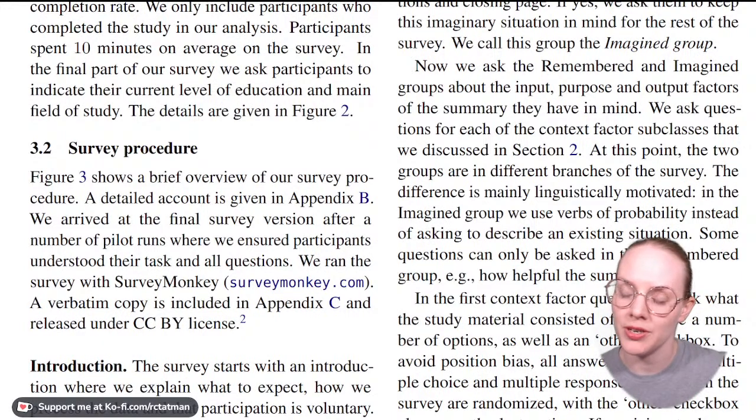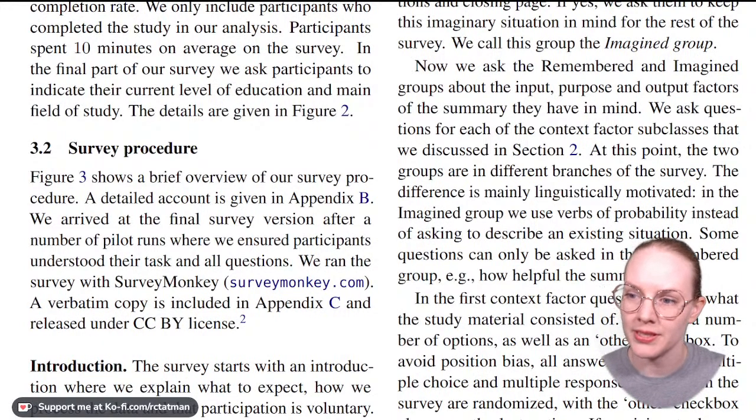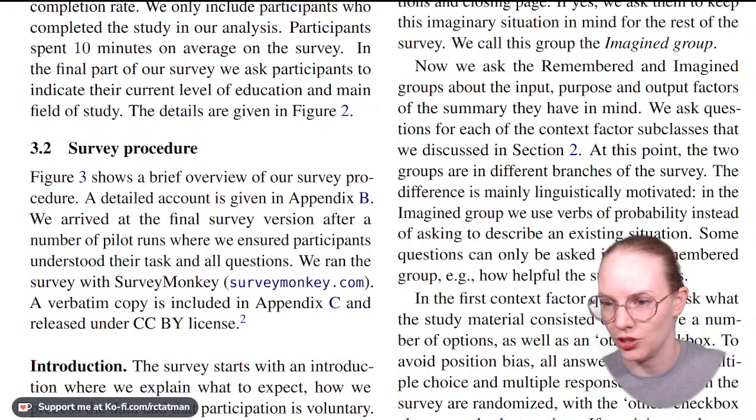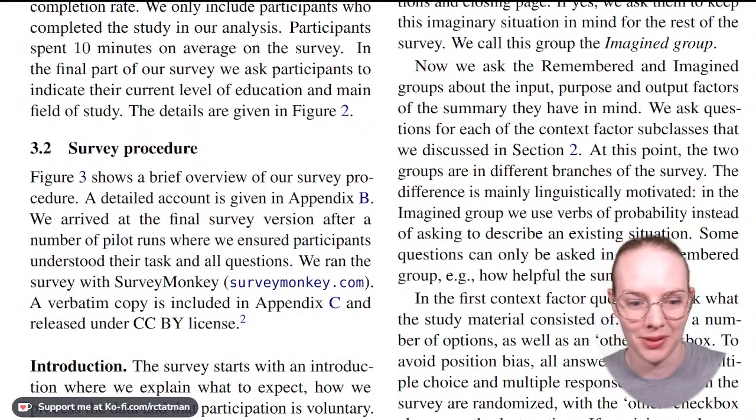Now we ask the remembered and imagined groups about the input, purpose, and output factors of the summary that they have in mind. We ask questions for each of these context factor subclasses that we discussed in section 2. At this point, the two groups are in different branches of the survey. Oh, this is a complex design. The difference is mainly linguistically motivated.